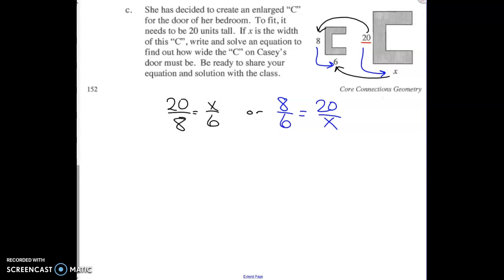We solve these by cross multiplying. Watch what happens. Over here on the left, I get 120 equals 8x. And on the right, I also get 120 equals 8x. So both methods work. They both work equally well. When I divide 120 by 8, I will get what x is in both C's. I get x equals 15.